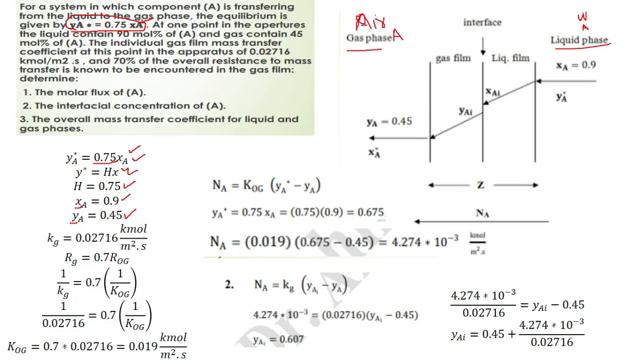So kg, the individual gas film mass transfer coefficient at this point in the apparatus, is 0.02716. Okay, so this is individual as well as gas film. So for individual you use the small k, and for gas film I am writing here G. So that's why kg is equal to 0.02716, and 70% of the overall resistance to the mass transfer is known to be in the gas phase.